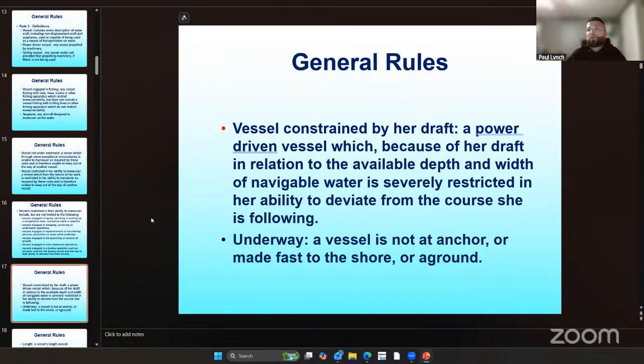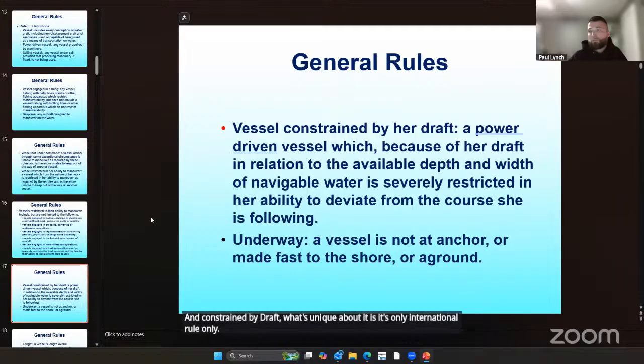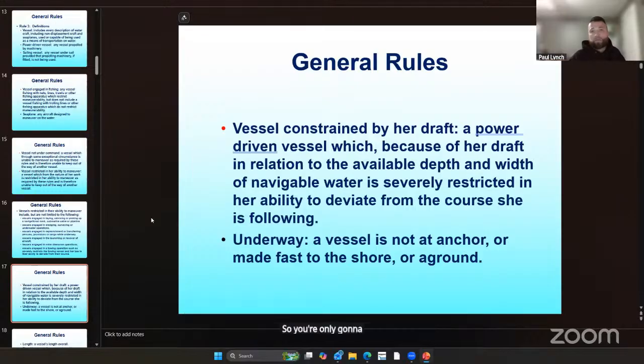Vessel constrained by her draft. So, constrained by her draft, it's only a power-driven vessel. So that could be a trick question that you could see in the book. It's constrained by draft is only a power-driven vessel. And constrained by draft, what's unique about it is it's only an international rule. So you're only going to deal with this rule in the high seas.